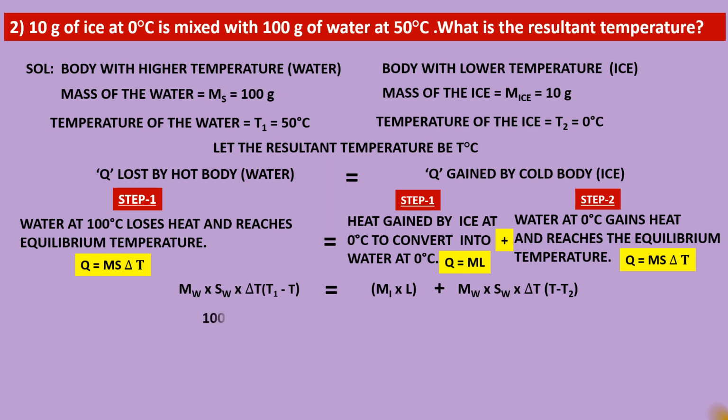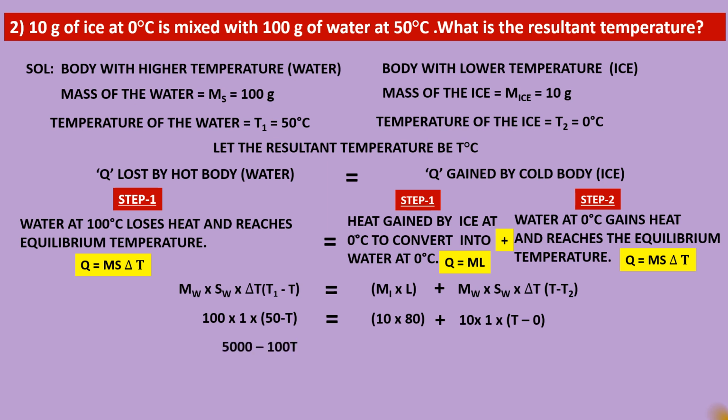Now for hot water, the mass is 100 grams, specific heat is 1, and the rise in temperature is 50 minus T. And for ice, the mass of the ice is 10 grams and latent heat of fusion is 80. And after the ice melts to water, the mass of the water will be 10 grams, specific heat 1, and rise in temperature T minus 0.